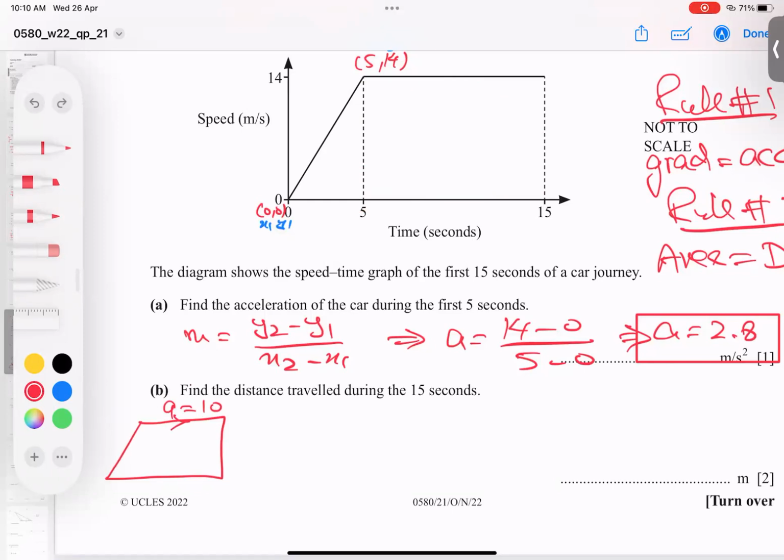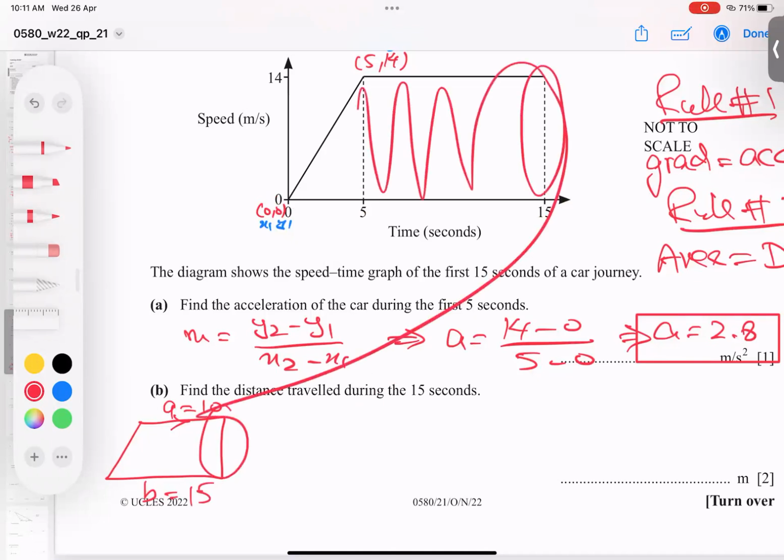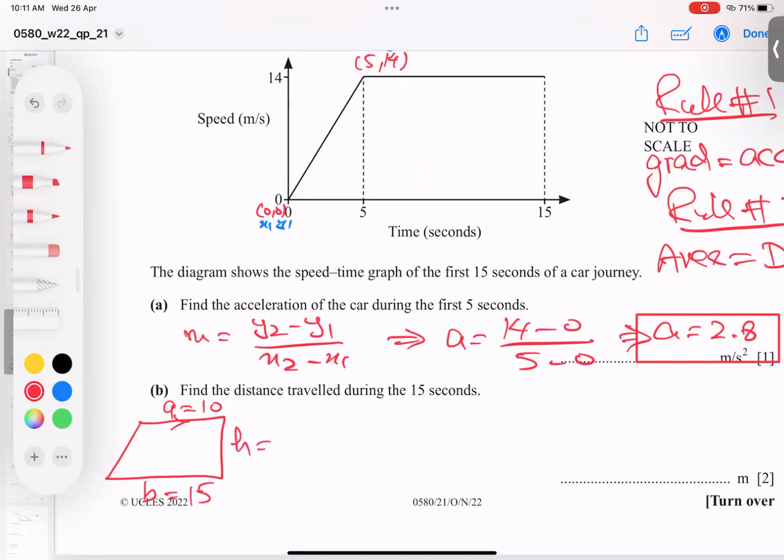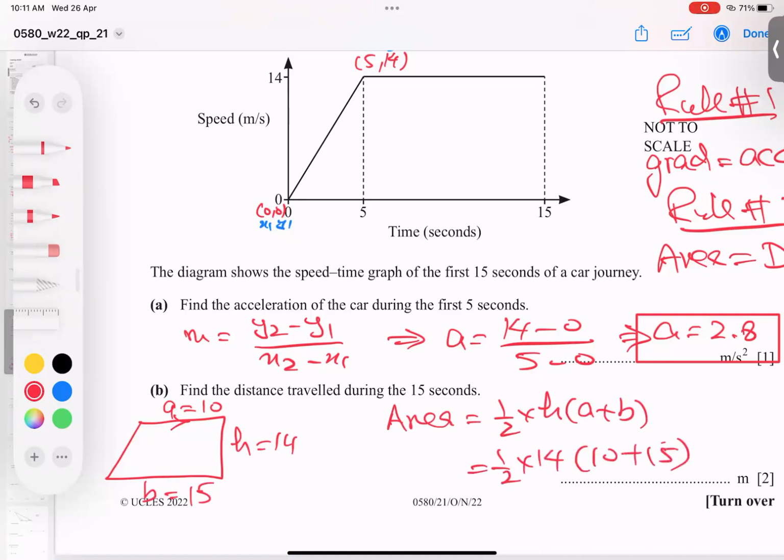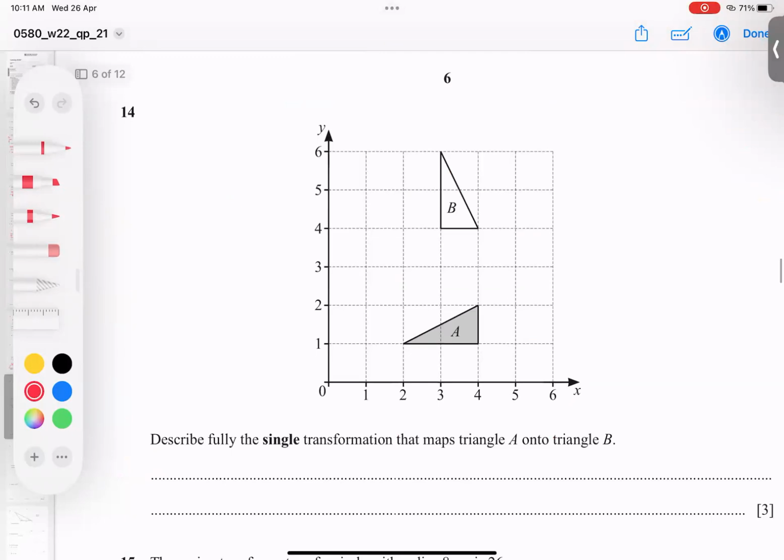And let's talk about the second part. So what do we have here? There's a B. B value is actually this total length, so 15. And the gap between them is called height. This height equals what? 14. So height is 14. And what is the trapezium area? Area equals half into h into a plus b. And h is 14, a is 10 and b is 15. So if we check it, the answer is 175 meters. So the area is distance, and I'm writing here distance. So distance traveled is 175 meters.